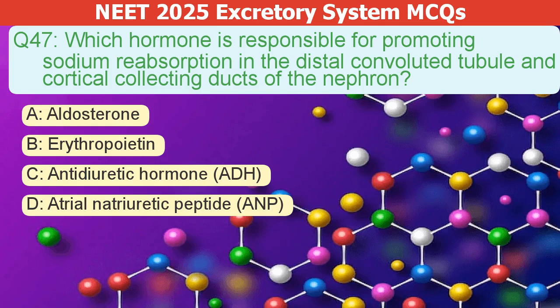Which hormone promotes sodium reabsorption in the distal convoluted tubule and cortical collecting ducts of the nephron? A. Aldosterone. B. Erythropoietin. C. Antidiuretic hormone, or ADH. D. Atrial natriuretic peptide, or ANP.